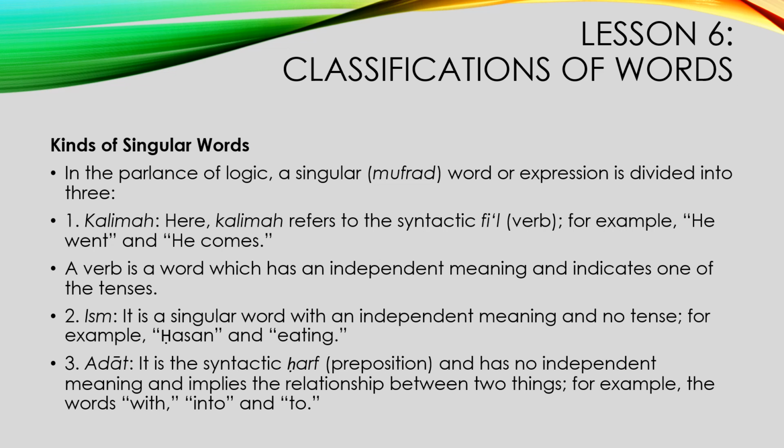For example, he went. Another example, he comes. A verb is a word which has an independent meaning and it indicates one of the tenses. Number two, what we call ism. It is a singular word with an independent meaning and has no tense. For example, Hassan. Another example, eating.